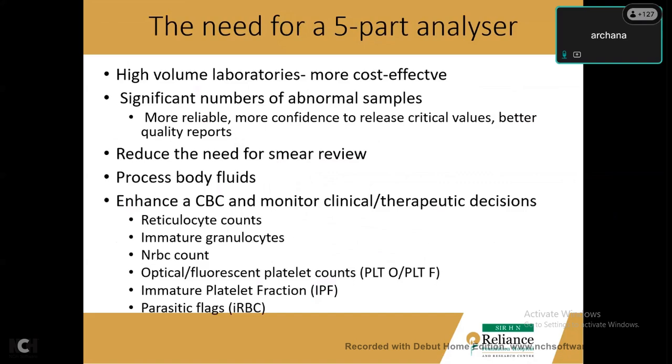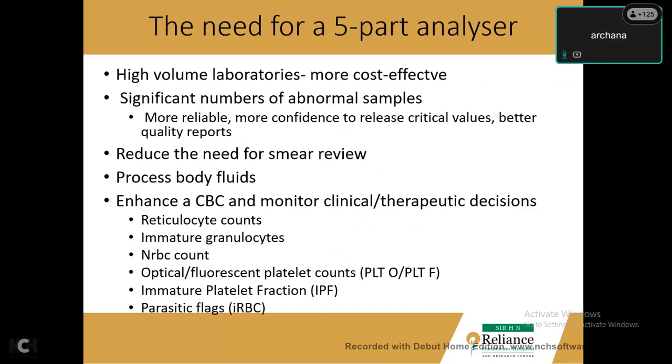So starting with who needs a 5-part analyzer? We all know that these 5-part analyzers have sturdy machinery, and they can process large numbers of samples in a quick turnaround time. However, are they truly cost effective? So bear in mind the fact that these analyzers come with larger reagent pack sizes, stringent quality control criteria. So the cost of the reagents, the cost of QCs, the cost of other consumables of the instrument, all would urge me in the direction that it would be far more cost effective when run in a lab which has a higher volume, for obvious reasons.